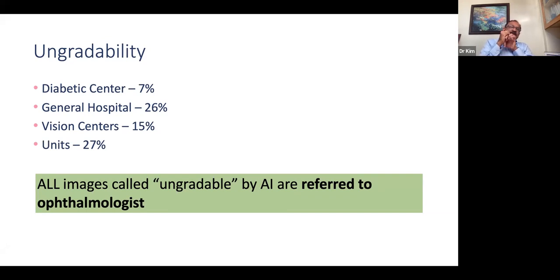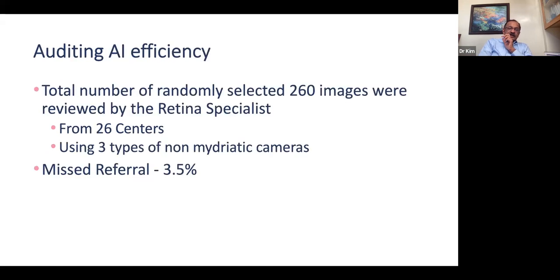In the general units where the patients are coming, again, as I said, these are patients with eye problems, many of them with cataract as a problem that they come in the general units. And that's another reason we have a very high ungradability in these patients.